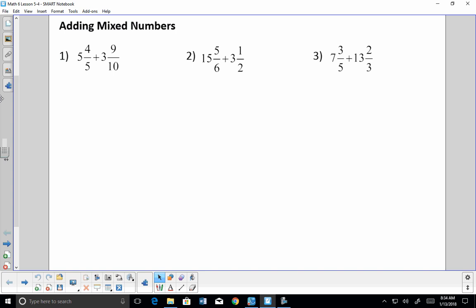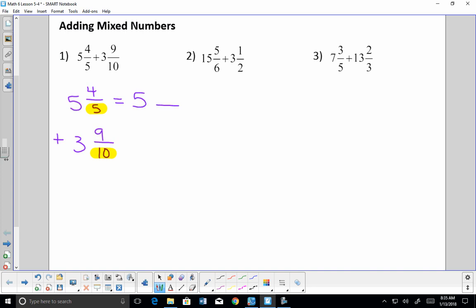So I'm just going to rewrite these numbers so that I can work with them. 5 4/5, and I'm going to add to that 3 9/10. I still only need to worry about my denominators. The whole number part is not used to find the common denominator, just the denominator part of the fractional part of the question. So, if I'm going to find the sum of 5 4/5 plus 3 9/10, the first thing I have to do is get a common denominator.